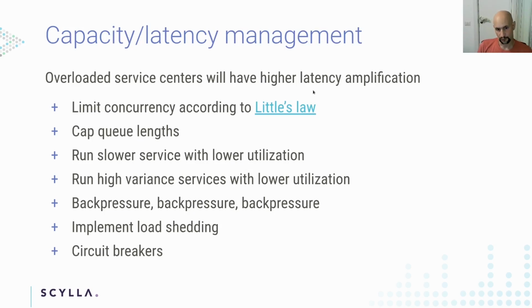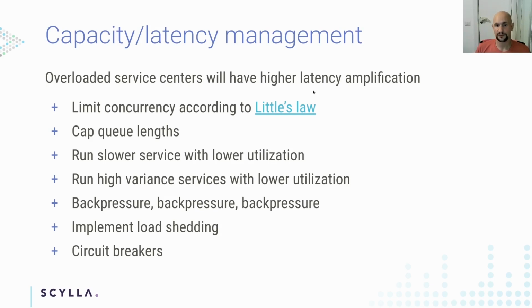Most important thing when we're talking about queuing is capacity and latency management, because as we've mentioned multiple times, the higher the utilization of the system, the more queuing you're going to have. So first thing to do is to limit concurrency, and according to Little's law, highly recommended that you read about this. Cap the queue length. I've mentioned this a couple of times. The shorter the queues, the lower the latency penalty is going to be. Yes, you might have errors, but that's a good thing. This is basically protection against overload.